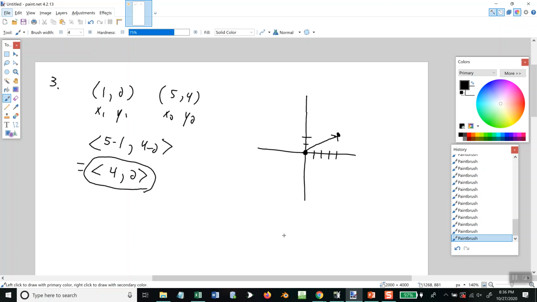And now your graph. Yeah, because this is our x's, this is our y's. So, right 4, up 2.